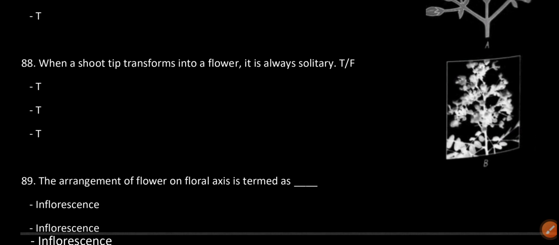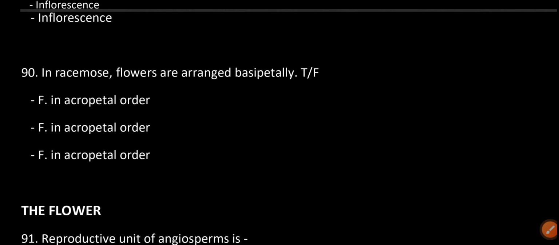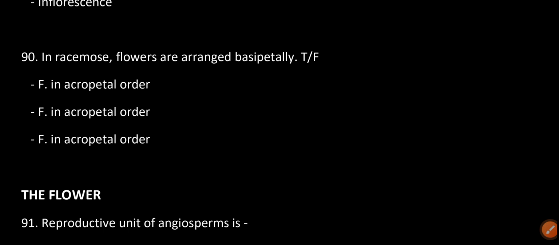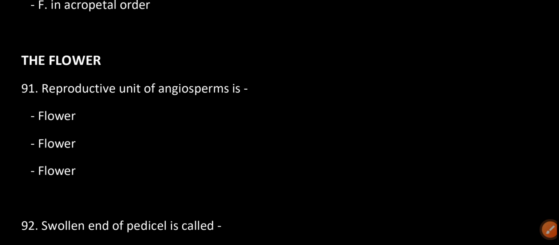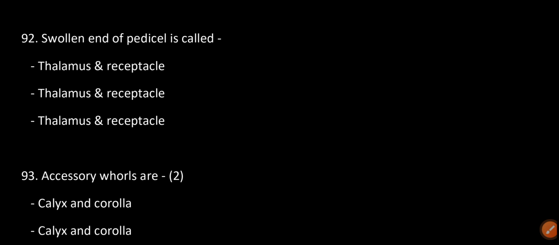The arrangement of flowers on the floral axis is termed inflorescence. In racemose, flowers are arranged in acropetal order. The flower. Reproductive unit of angiosperm is flower. Swollen end of pedicel is called thalamus or receptacle.